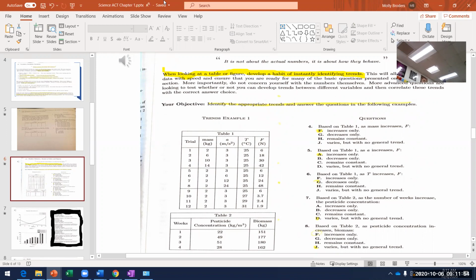So what they're trying to show you here is that ACT will test you on whether or not you understand what we call number behavior. So if one thing is happening in one variable, what's happening in the other variable? So look at trials 1 through 4. As the trials progress 1 through 4, what happened to force? Look at what happens to force in newtons.